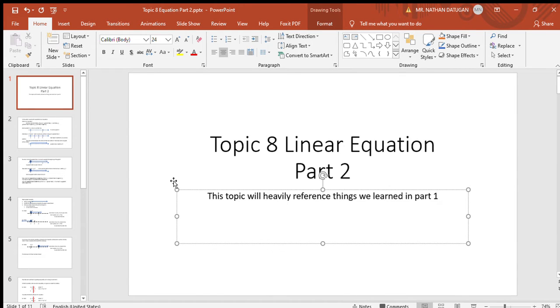Hey guys, this is topic 8, linear equations, and now we're going to learn part 2. This section assumes that you're pretty good with part 1, since we're using a lot of what we learned in part 1 in part 2. If you didn't study part 1, go back and review it, because if you don't, you'll get confused in part 2 and you're wasting your time watching this video. So let's move on.